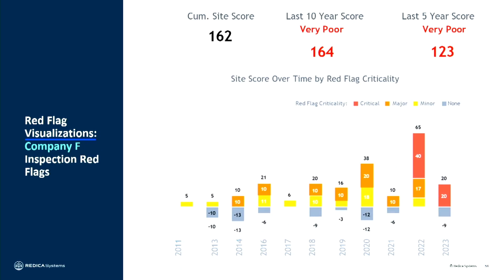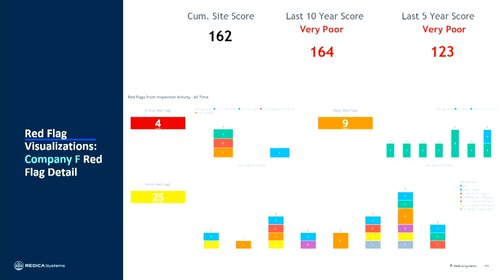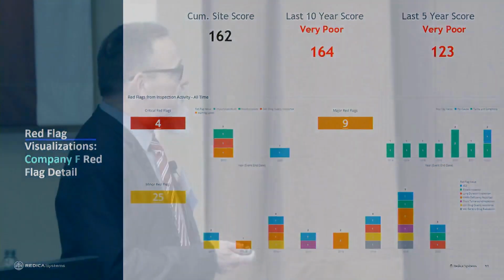And here's what was found on inspection. You can see a lot of majors, a lot of criticals that have happened over the past several years. For critical red flags, that includes a warning letter, which happened in 2022. And then again, you can see the major red flags, terms and conditions, for-cause inspections, and then a whole host of the minor ones.